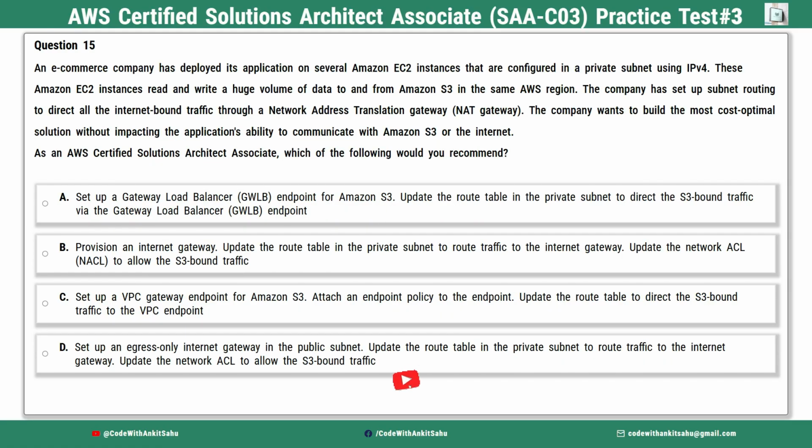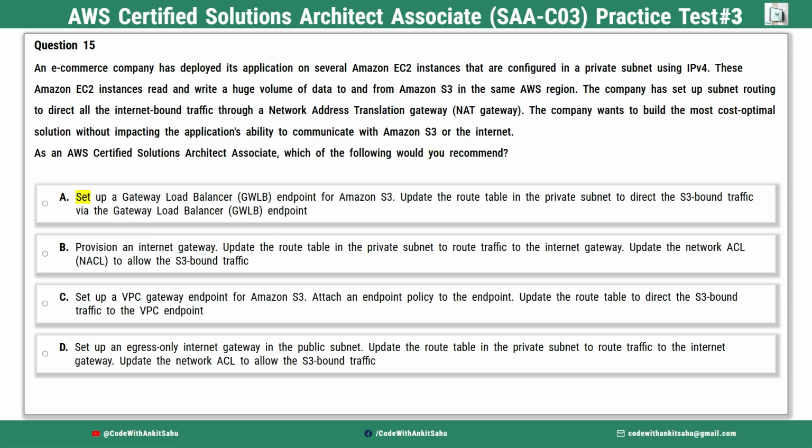Question 15. An e-commerce company has deployed its application on several Amazon EC2 instances that are configured in a private subnet using IPv4. These Amazon EC2 instances read and write a huge volume of data to and from Amazon S3 in the same AWS region. The company has set up subnet routing to direct all the internet-bound traffic through a network address translation gateway, NAT gateway. The company wants to build the most cost-optimal solution without impacting the application's ability to communicate with Amazon S3 or the internet. As an AWS Certified Solutions Architect Associate, which of the following would you recommend?